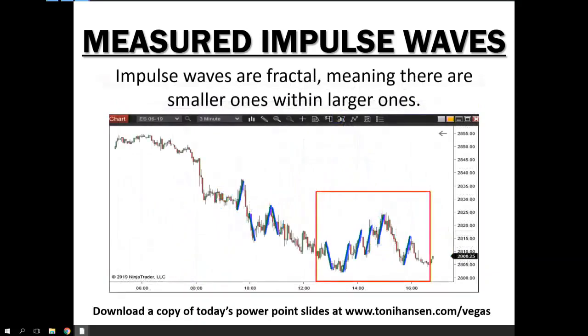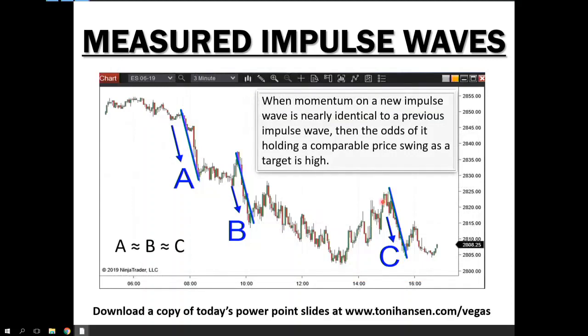So actually, I'm going to skip this slide there. We're going to go on to this one. We're looking at measured impulse waves. So when you have the same momentum taking place on a current move as compared to the previous move, if you just measure from high to low, you can use something like a Fibonacci extension tool if you want to get fancy, or you can just visualize it like I do most of the time. You want to look for that same level.